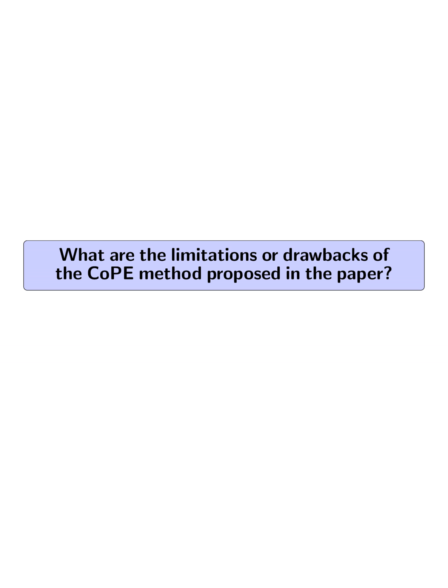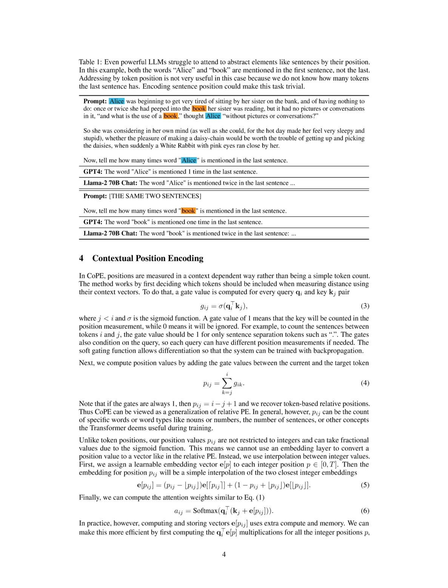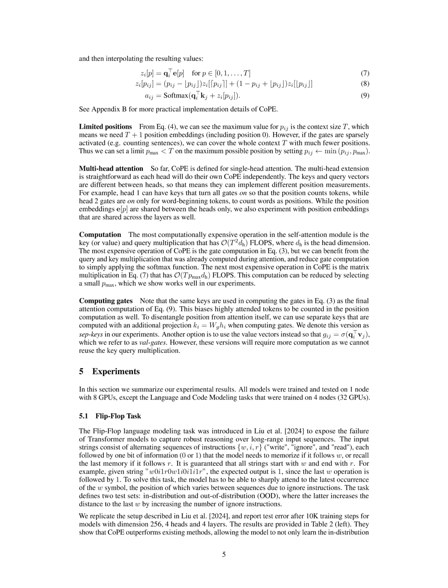What are the limitations or drawbacks of the COPE method proposed in the paper? The limitations or drawbacks include the extra computational cost associated with computing and storing vectors e_ij, which requires additional compute and memory. Additionally, the method may face challenges in scenarios where the gates are sparsely activated, as it may struggle to cover the entire context T with fewer positions.